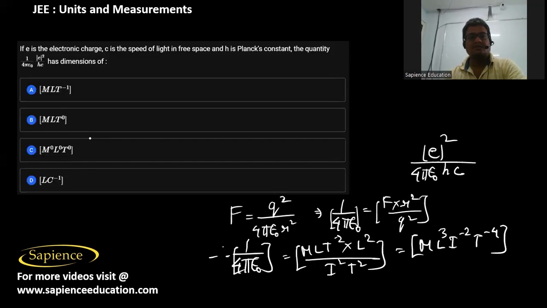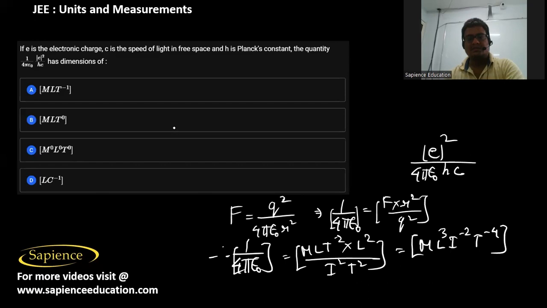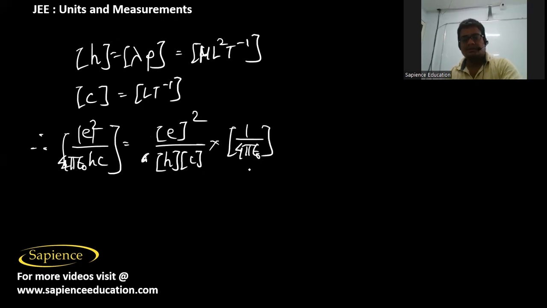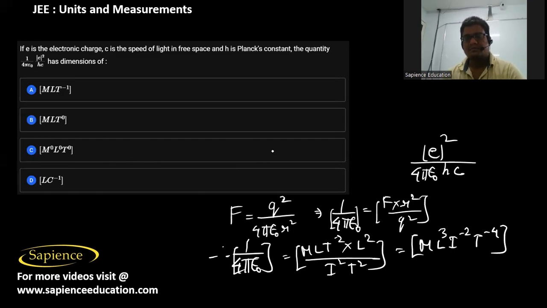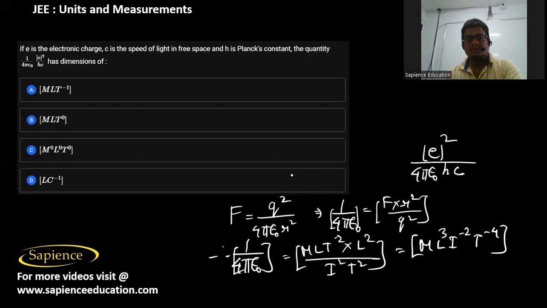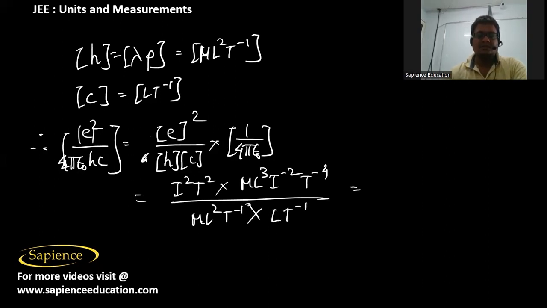So now, we have to find the dimensional formula for mod e square by 4 pi epsilon naught hc. That will be the same as the dimensional formula for e, that is charge, squared, by the dimensional formula for h, the dimensional formula for c, into the dimensional formula for 1 by 4 pi epsilon naught. So now, e square is I square T square, since charge is current into time, and the dimension of 1 by 4 pi epsilon naught is M L cube I power minus 2 T power minus 4, divided by h, that is M L square T power minus 1, into c, that is L T power minus 1. So M will cancel out, L square will cancel, T power minus 1.